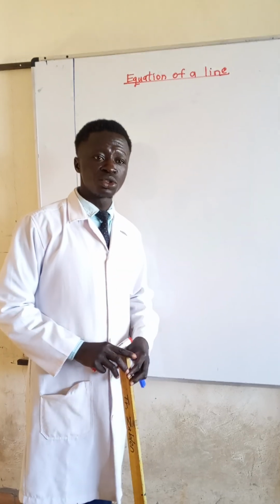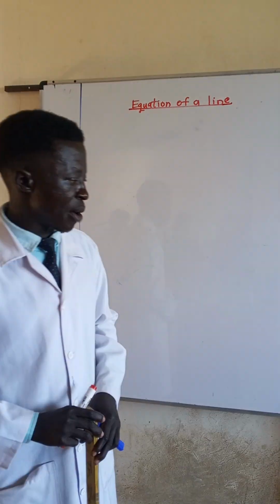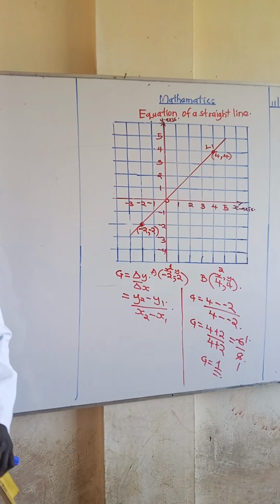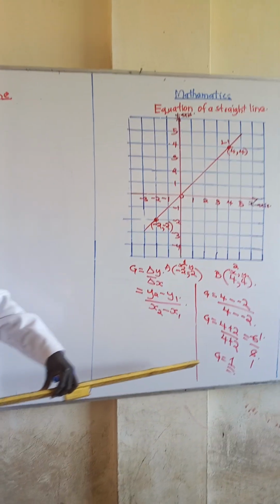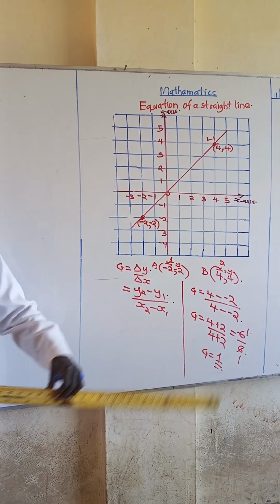Welcome back. I want us to proceed from where we left off in our last class. We have done our gradient and we found out that the gradient is equal to 1.